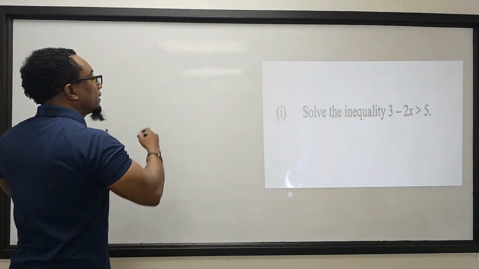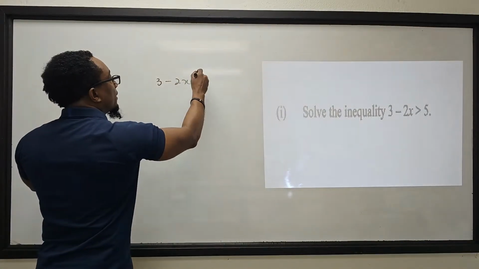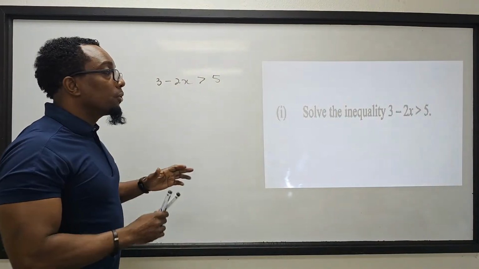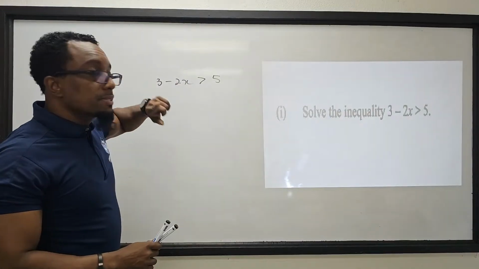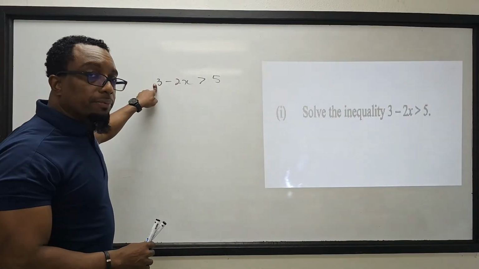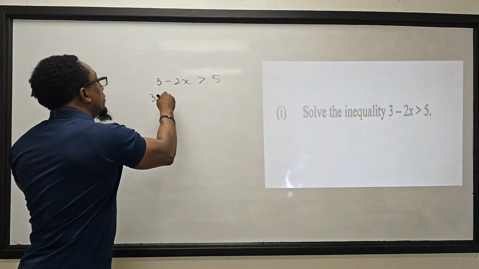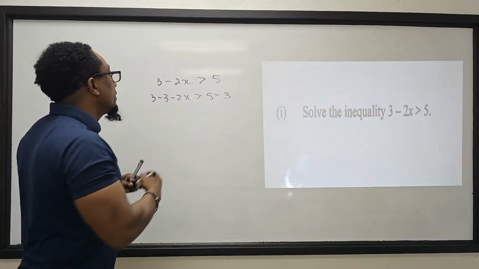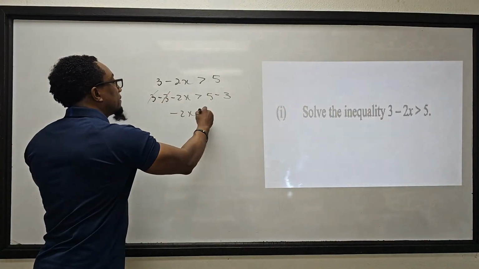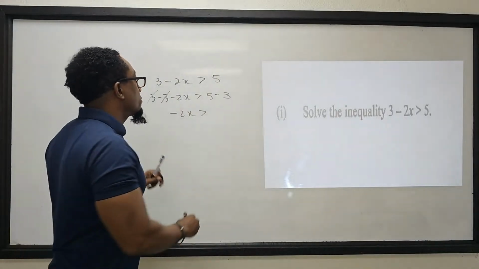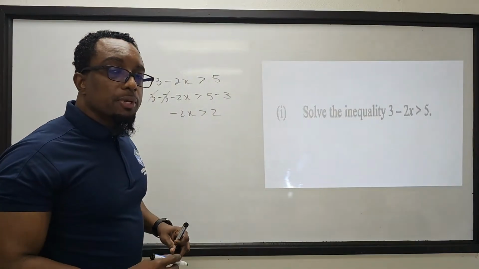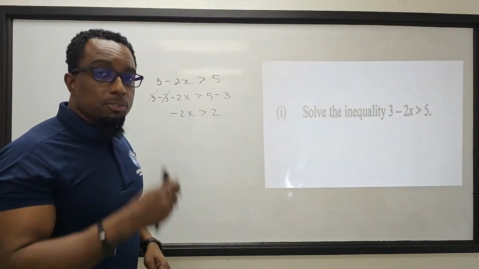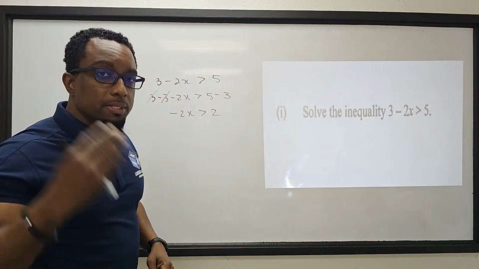Solve the inequality 3 minus 2x is greater than 5. Again, you want to make x the subject, make sure all unknowns are on the left of the inequality symbol. So I'm going to remove this positive 3 by subtracting 3 from both sides. So 3 subtract 3 is 0. Left with negative 2x is greater than 5 minus 3 is 2. But remember your x on the left, you want it positive. So let's make this negative 2x positive 2x, so our x when we solve will be positive as the end result.